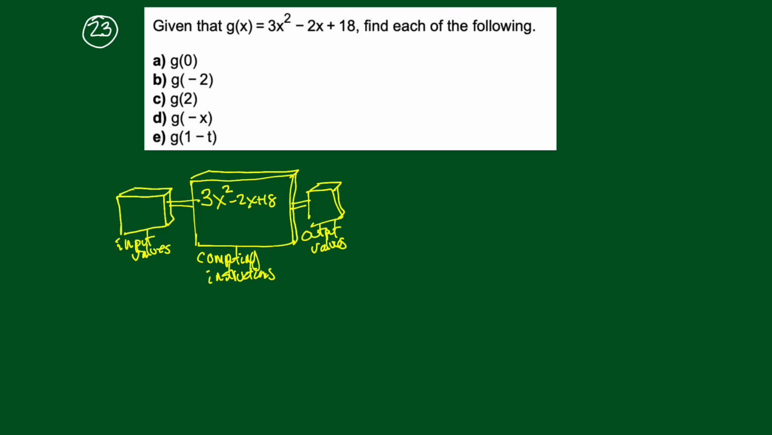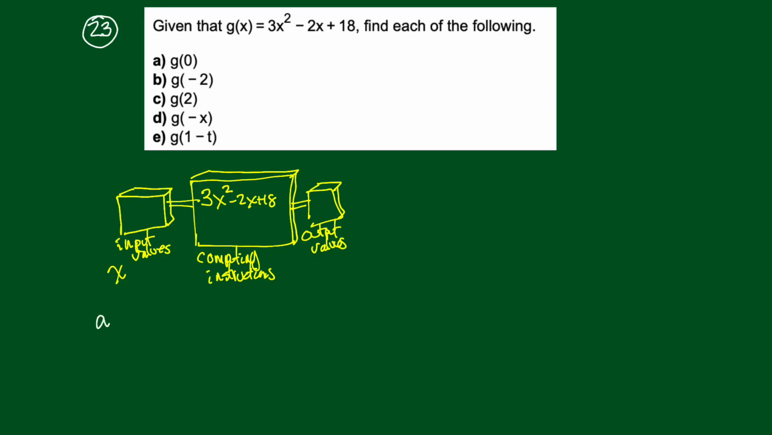So whatever number you put in here, we're going to call these numbers x's. You put some number in. We're going to pick 0, -2, 2, and then negative x. So you pick that number, you put it in here, and then what do you do to it? Whatever number you put in, you square it, then you triple it, then you subtract 2 times that number, then you add 18.